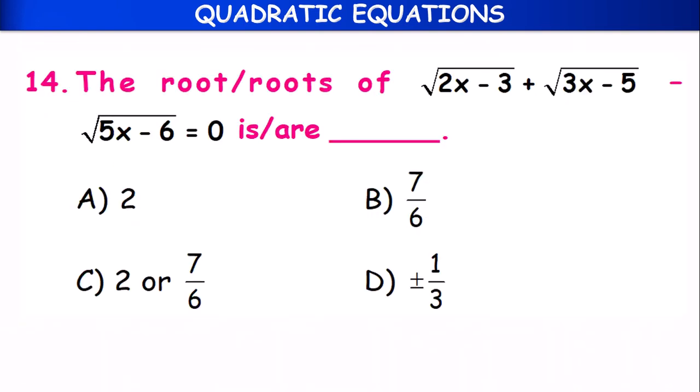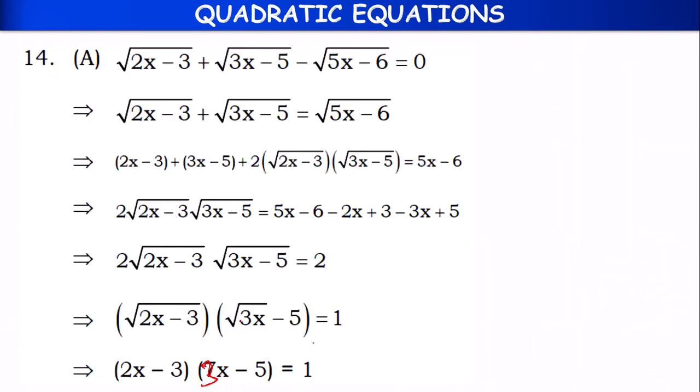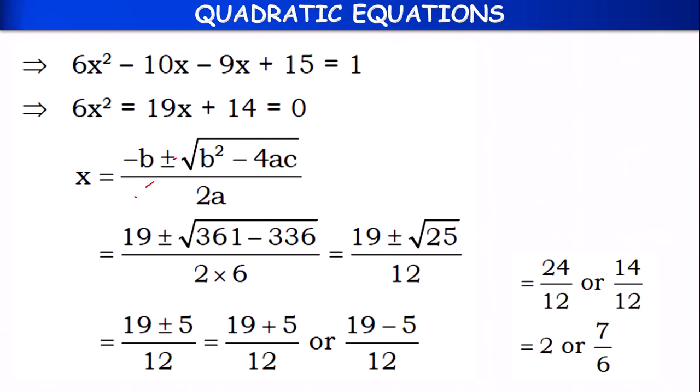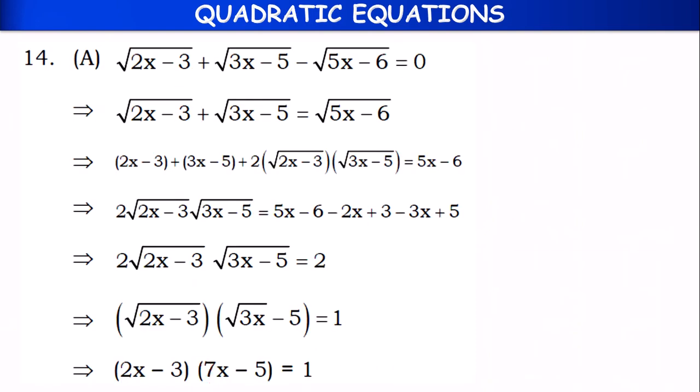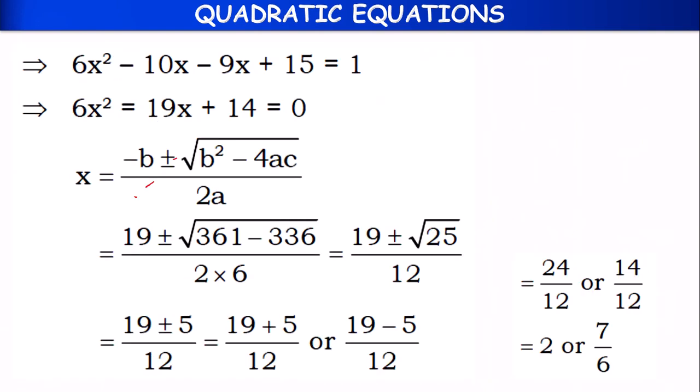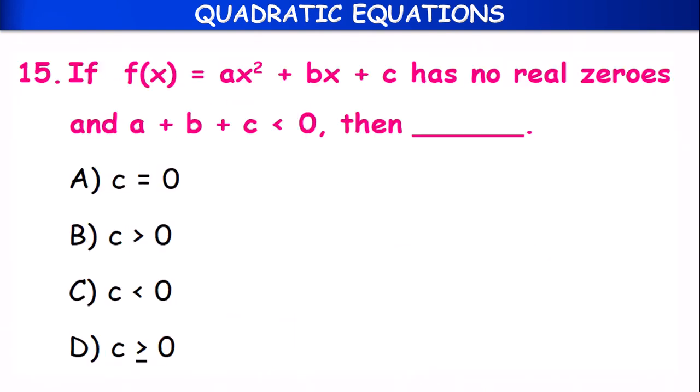Here we are having two roots. So option C is the correct answer, 2 or 7 by 6. Not A, children. Here C is the correct option. One minute, children. Next question.